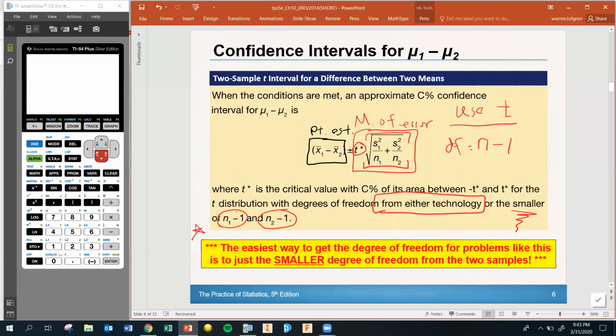What we'll see eventually is that's not the actual, true degree of freedom for a problem like this. To get the true degree of freedom, you can either use your calculator again, but you'll see it's a really complex formula to do it. We don't ever have to do the formula. We can either use this shortcut right here, or we can use the calculator.